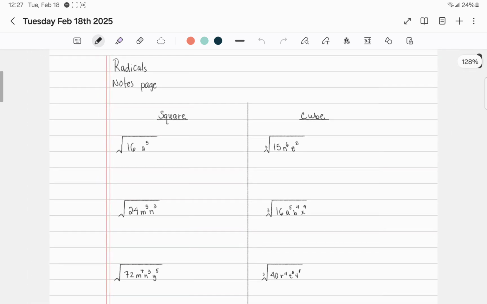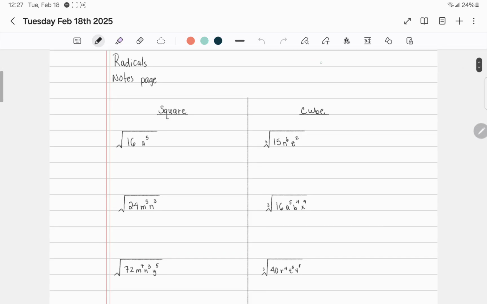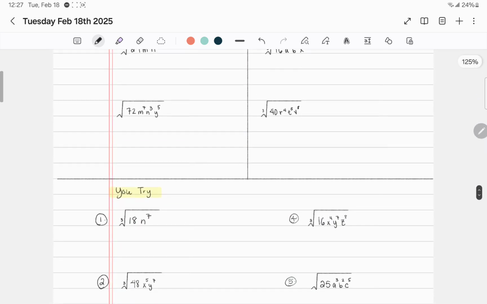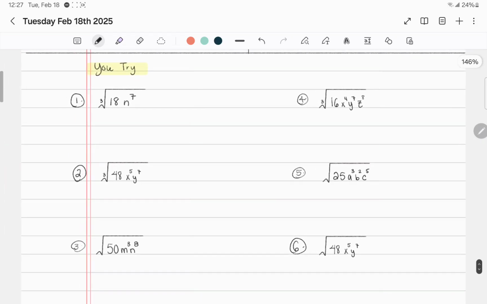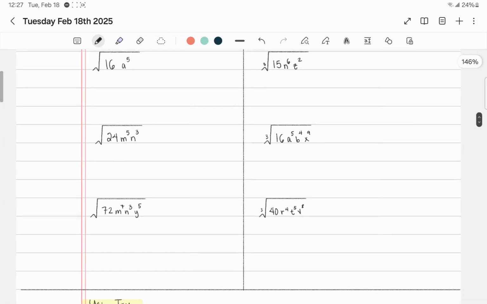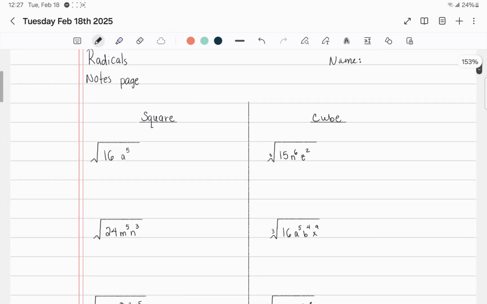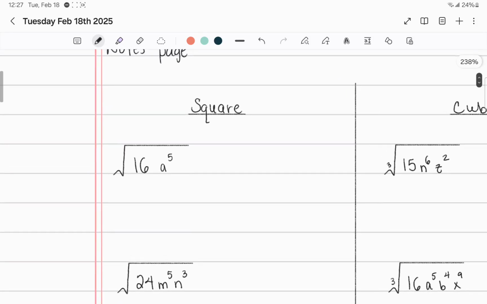You guys do have this same page, so please take your notes. Make sure you guys write your name. Write your name, please. And then you guys will have your practice questions down here. So we're gonna start on the square root side.